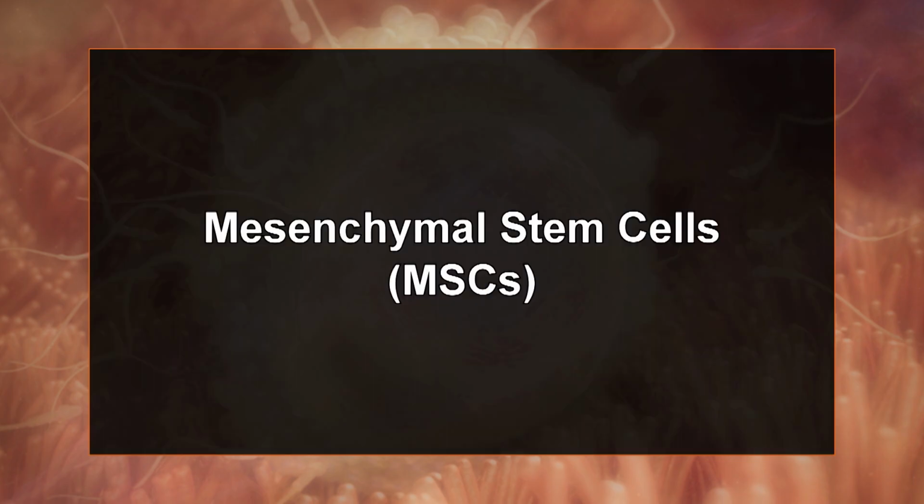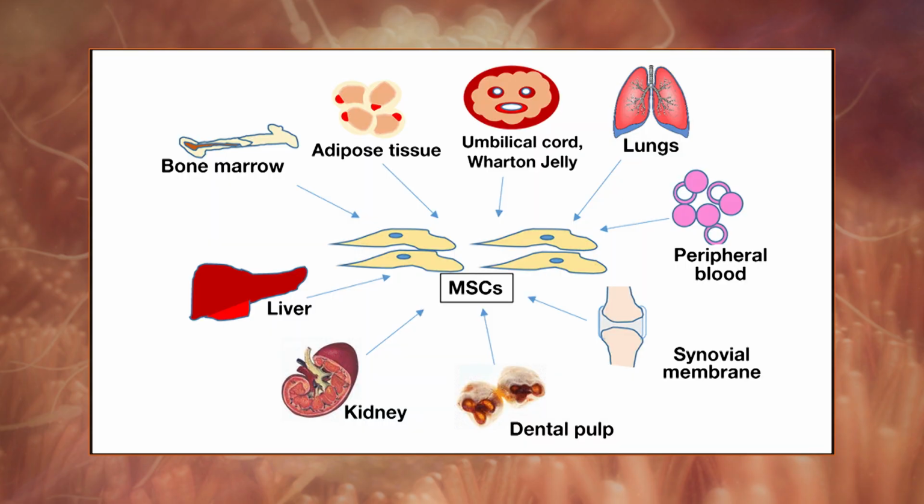Then moving on to mesenchymal stem cells, or MSCs. They are found in bone marrow, adipose tissue, and umbilical cord. They differentiate into bone, cartilage, muscle, and fat, and they act as immunomodulators in inflammatory diseases.